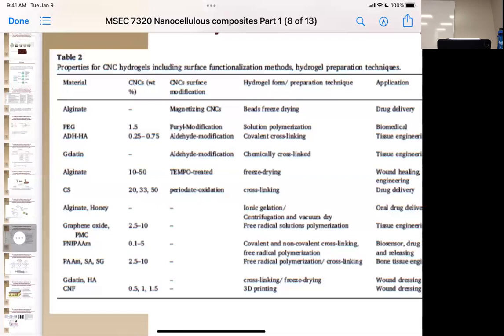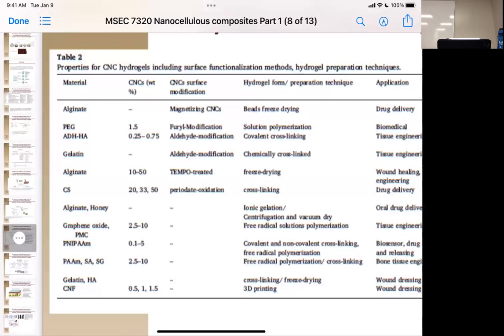They used PEG as a material, and then they modified that. So that is a furan. It's a hydrocarbon. Sorry, it's a heterocycle that can do an addition reaction. Solution polymerization for biomedical. Aldehyde modification. So that's the hyaluronic acid with the modifier. So that gave us a covalent cross-linking for tissue engineering.